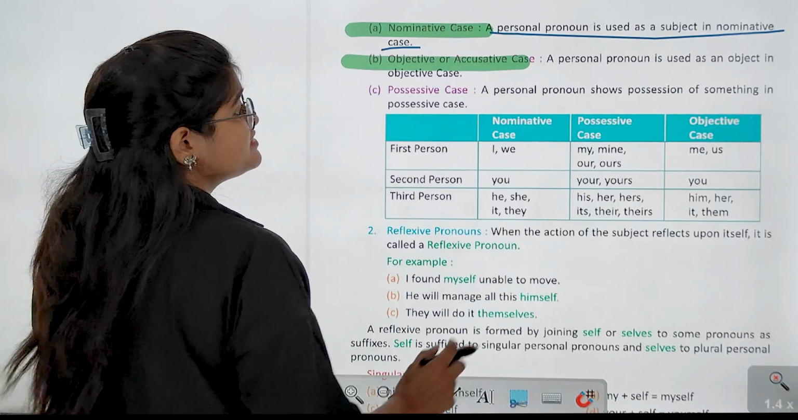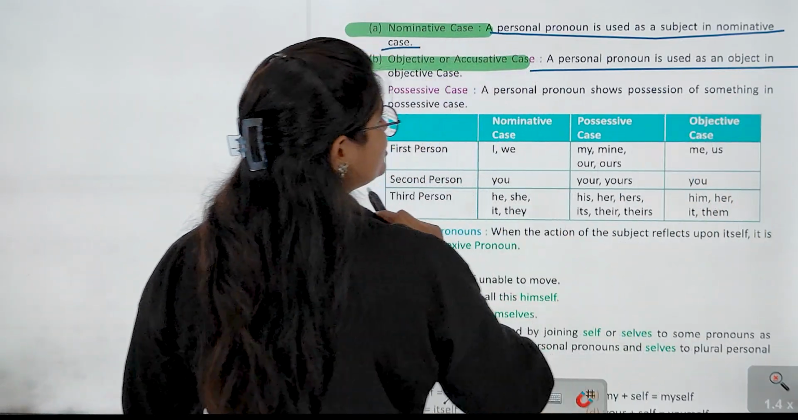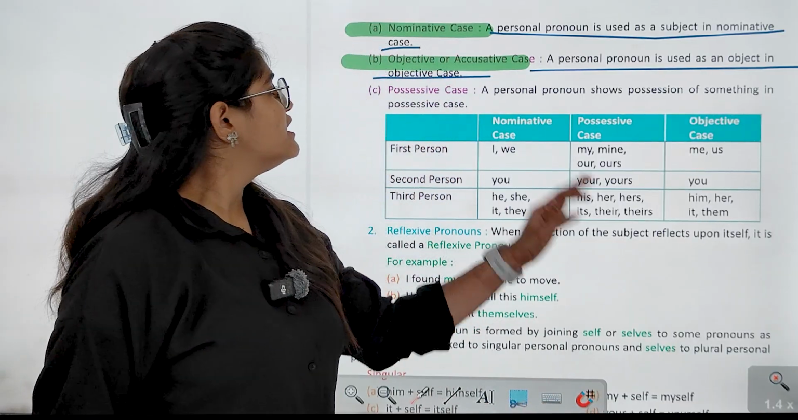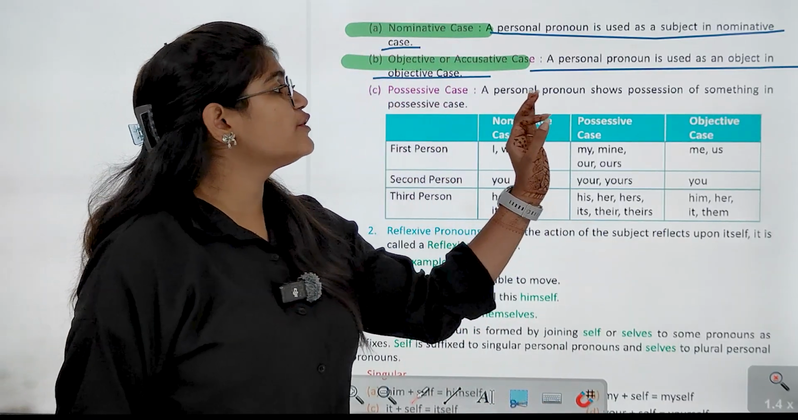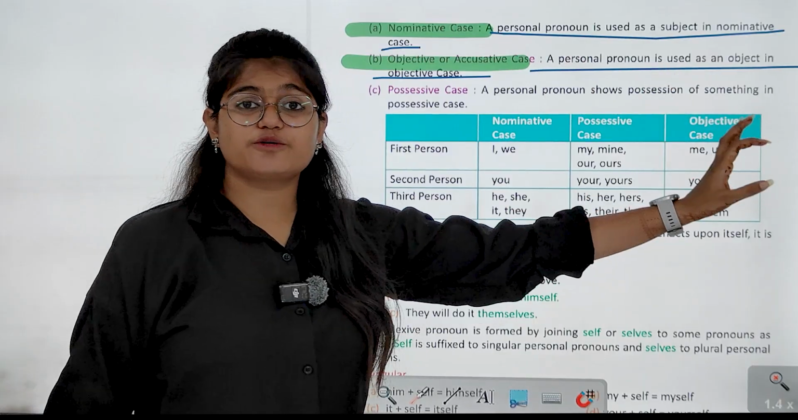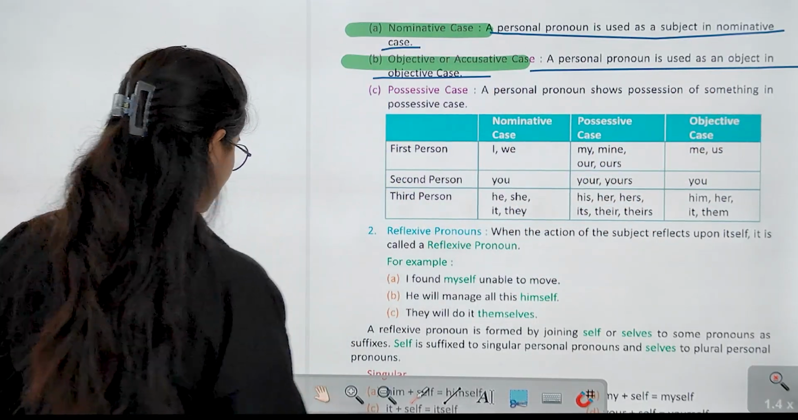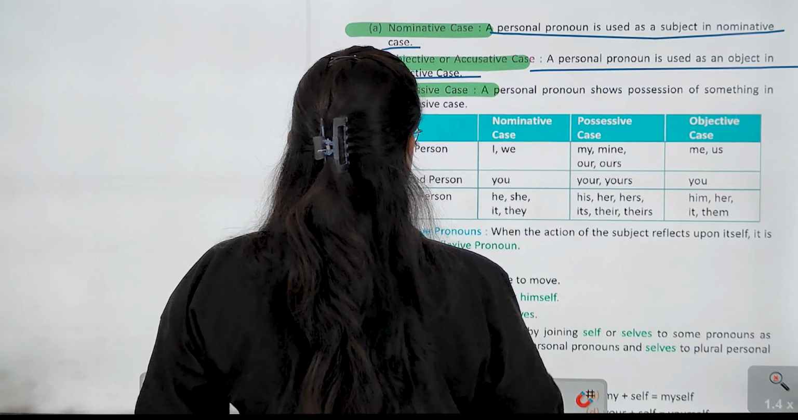नाउ व्हाट इज दिस? अ पर्सनल प्रोनाउन इज यूज्ड एज एन ऑब्जेक्ट इन द ऑब्जेक्टिव केस. कि एक पर्सनल प्रोनाउन एक ऑब्जेक्ट की तरह जब यूज होता है तो वो एक ऑब्जेक्टिव केस कहलाता है, राइट? आफ्टर दैट नेक्स्ट वी हैव अ पोजेसिव केस.